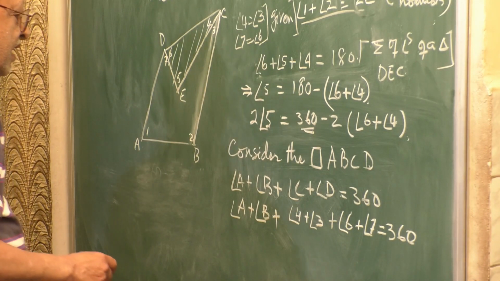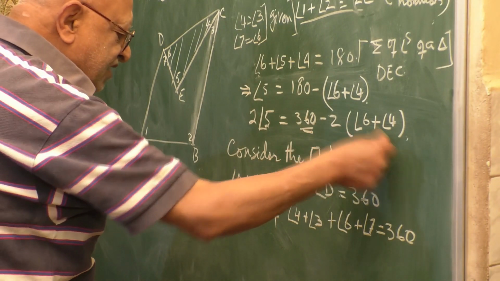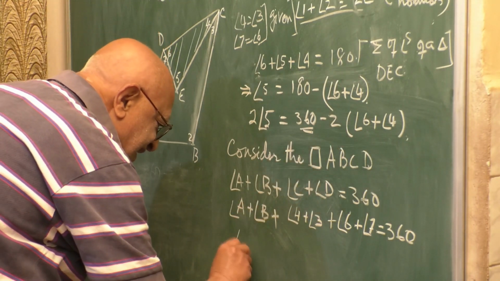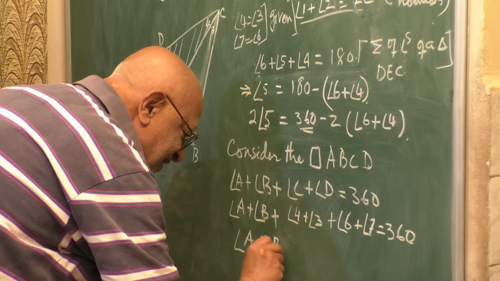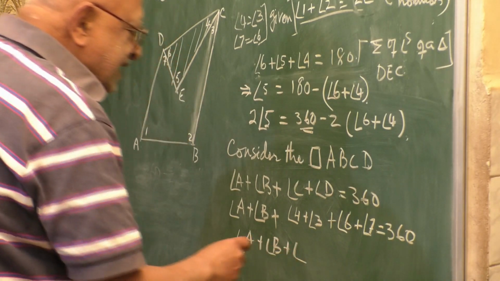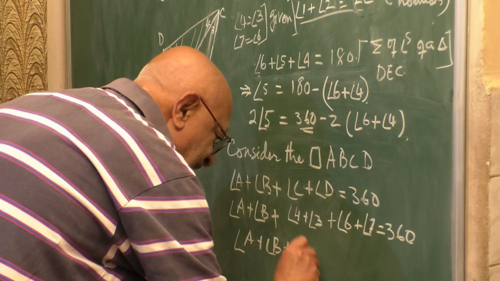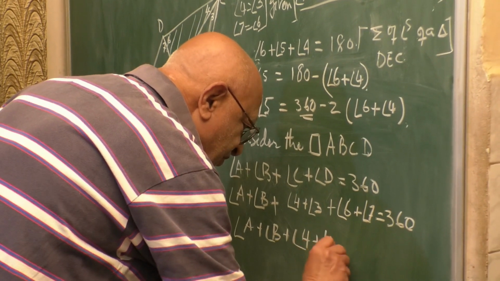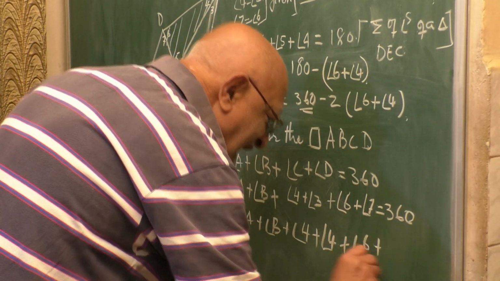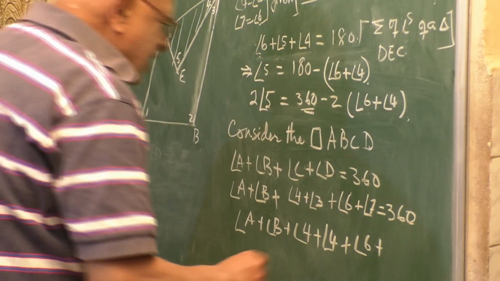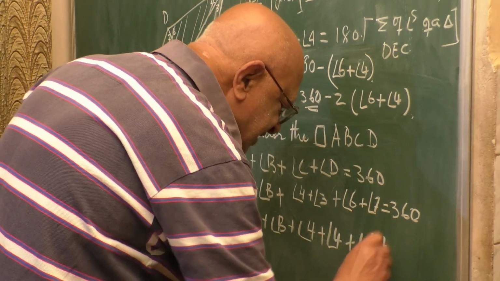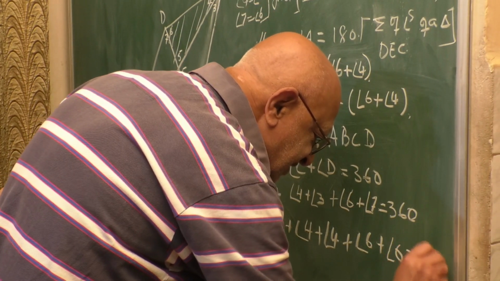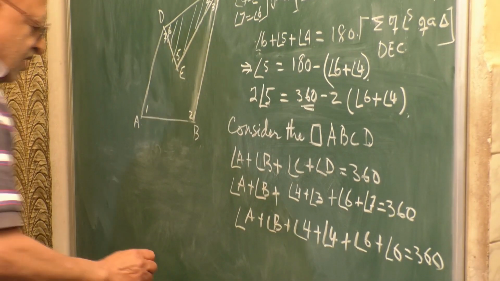Now I have here angle 6 and angle 4. So I will convert all of them into angle 6 and angle 4. Let us say angle A plus angle B plus, I need angle 4, so angle 4 plus angle 3 is also equal to angle 4, plus angle 6, and angle 7 is equal to angle 6. This is 360. Done? Why?